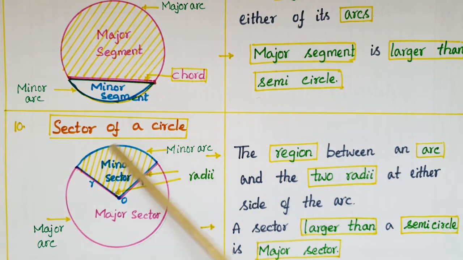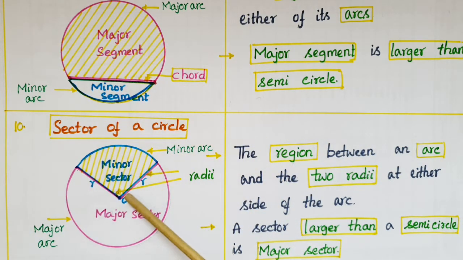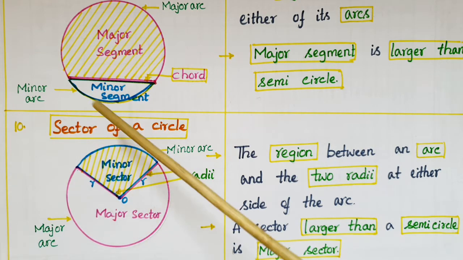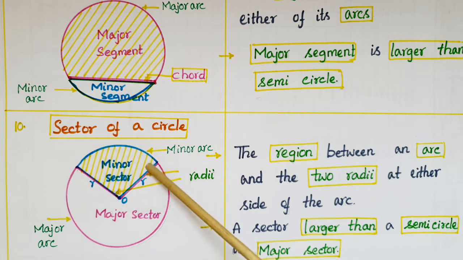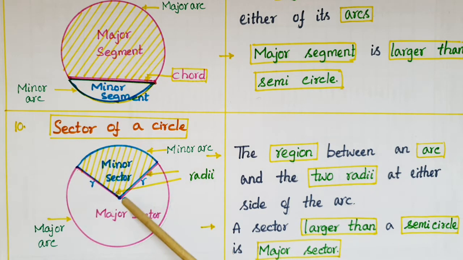Next one is sector of a circle. If you observe this figure, here these two radii divide the circle into two parts. So here the region between the two radii and this minor arc is called the minor sector, and the region between the two radii and the major arc is called the major sector. So the region between an arc and the two radii at either side of the arc.